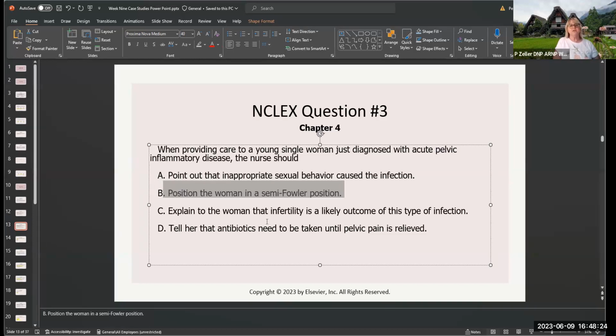Sometimes it says, explain to the woman that infertility is likely an outcome. No, it is very possible if she has frequent PID or pelvic inflammatory disease. If she has it more than twice a year, she might become infertile because of scar tissue, but it's not likely. Okay.